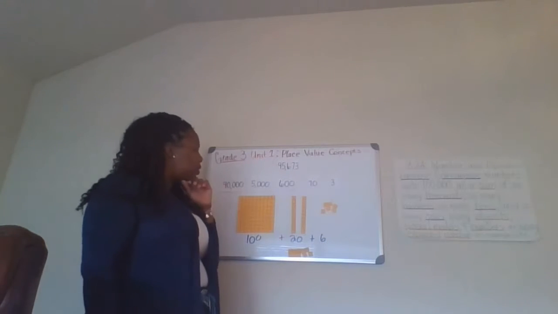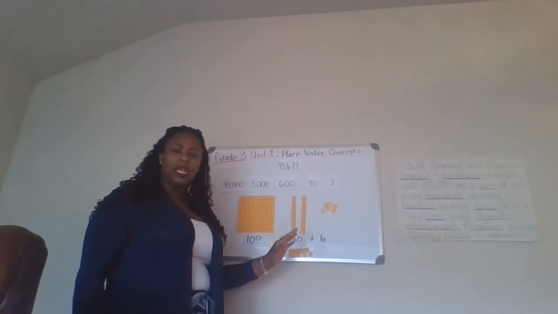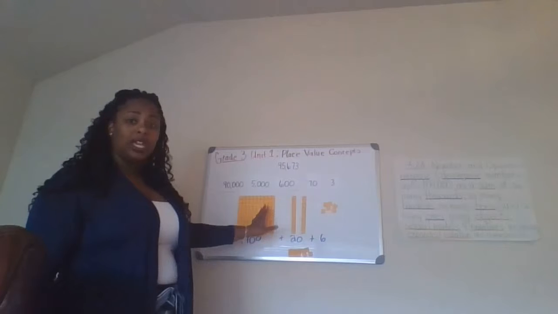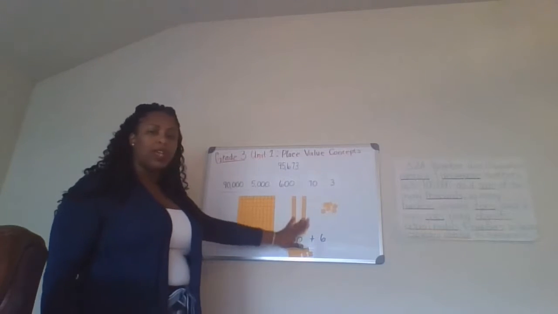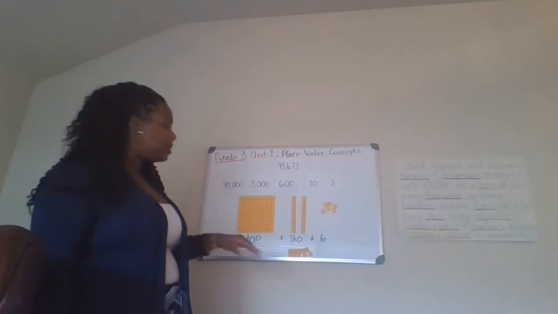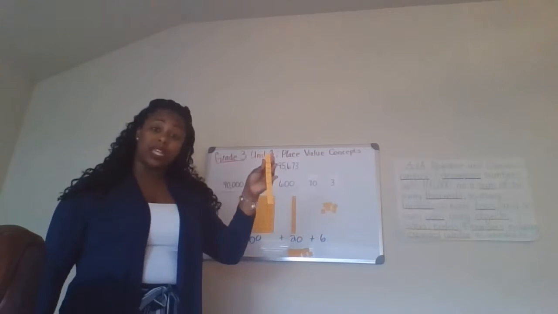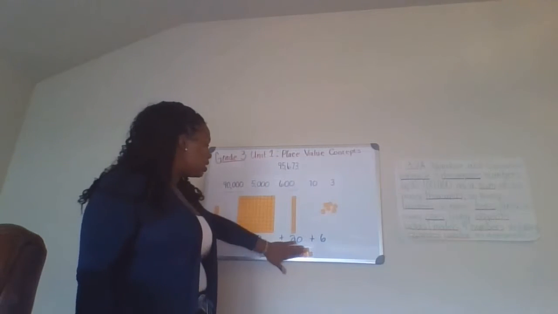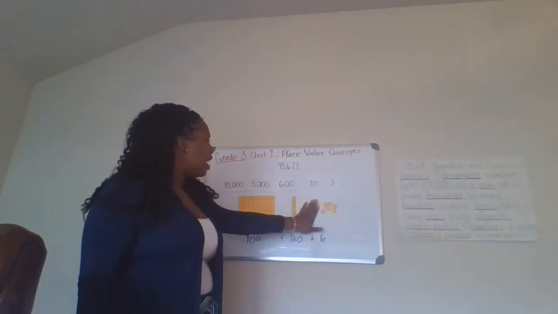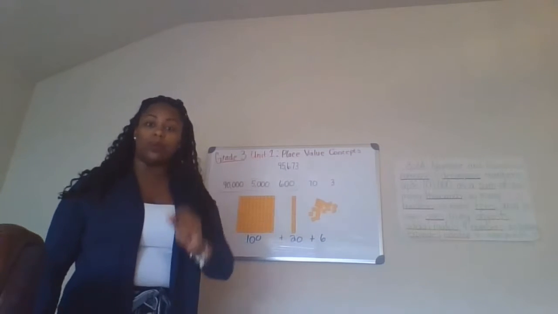So I would ask my students, well, is this the only way I can compose 126? Can I switch anything out for something different? Meaning, can a 10 be swapped out for 10 ones? So I will lead them to understand that this 10 does not have to stay a rod. It also could be equal to 10 individual ones. So now that leads them to rewrite their expanded form in a different way.